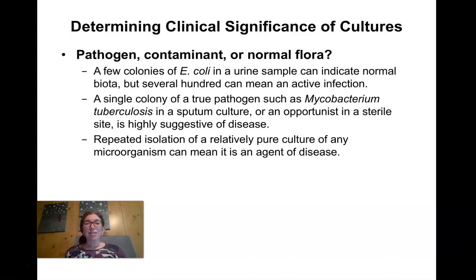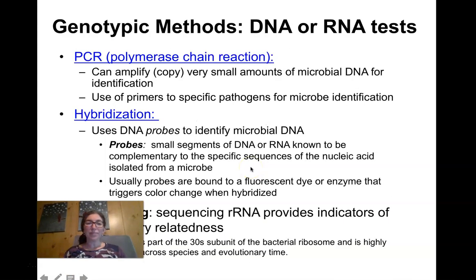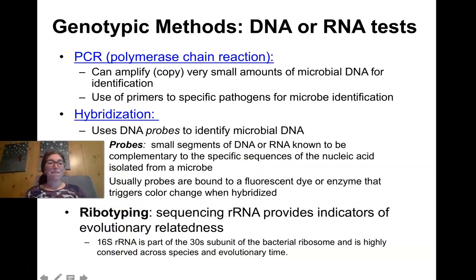Repeated sampling might need to be done to confirm cultures. If you keep testing that person's urine and they continually have a few colonies of E. coli, well then maybe it isn't contamination. Maybe they just have a very light infection. So if you're repeatedly getting the same results, even if they're light, that's probably indicative of a real agent of disease. All right, so that is basically everything about phenotypic examination and diagnosis.